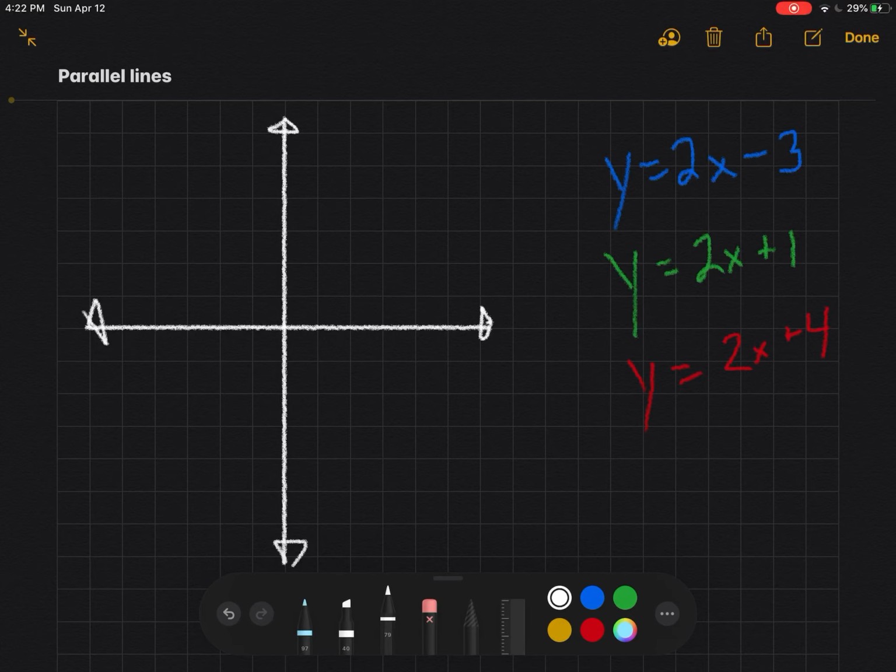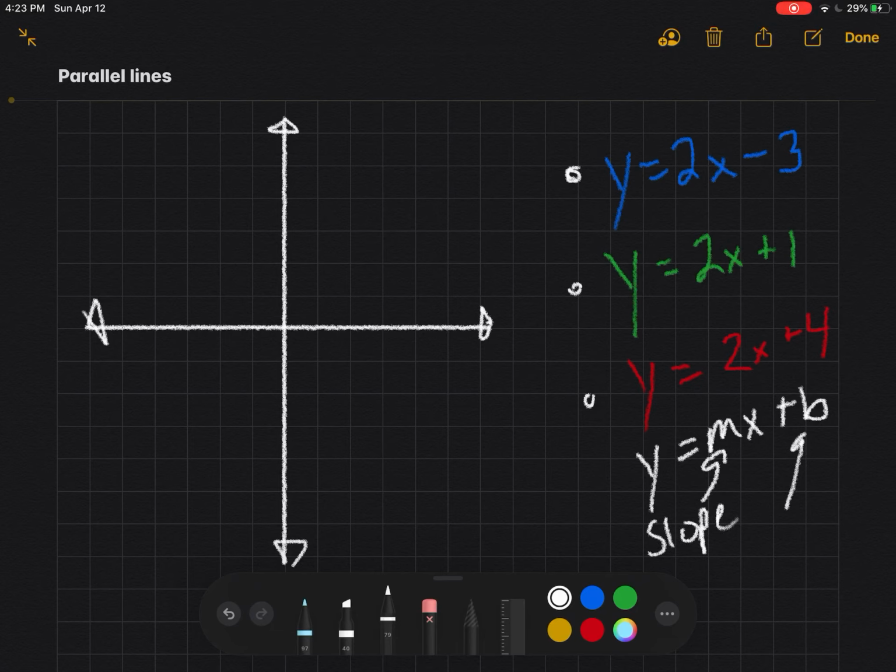Welcome back, algebra. In this video, we're going to talk about parallel lines, what they are, what makes two lines parallel, and we'll do a couple examples of common homework problems that you see. So I'm going to do 3 different lines for you. I'm going to graph y equals 2x minus 3, y equals 2x plus 1, and y equals 2x plus 4.